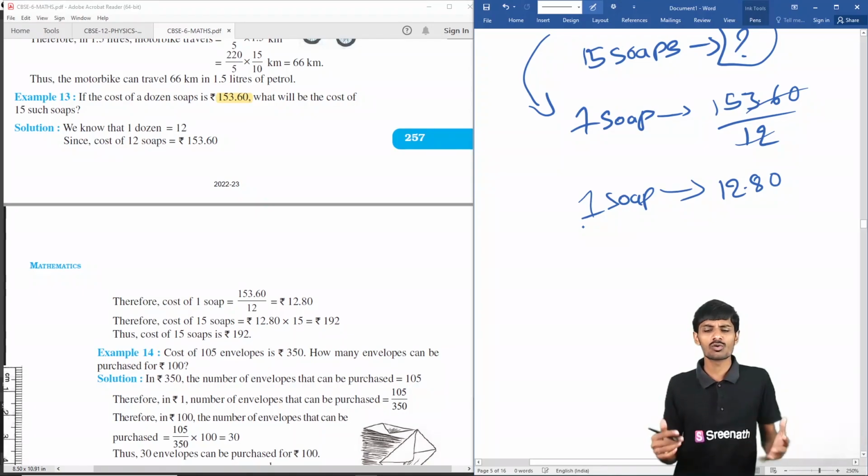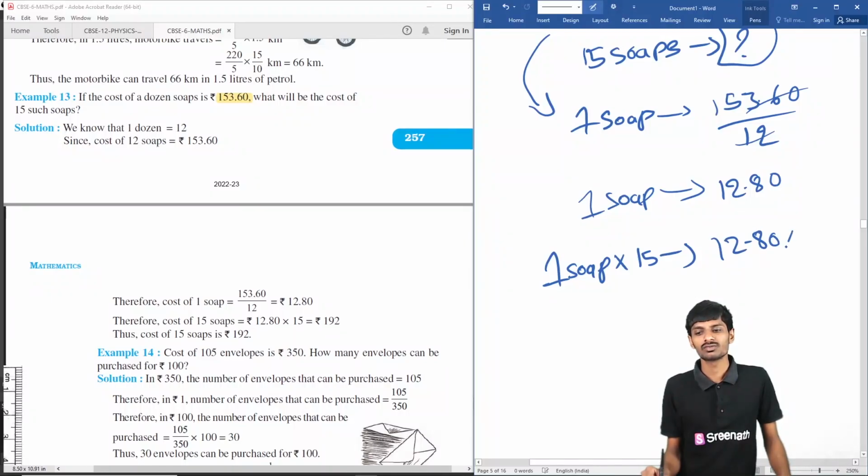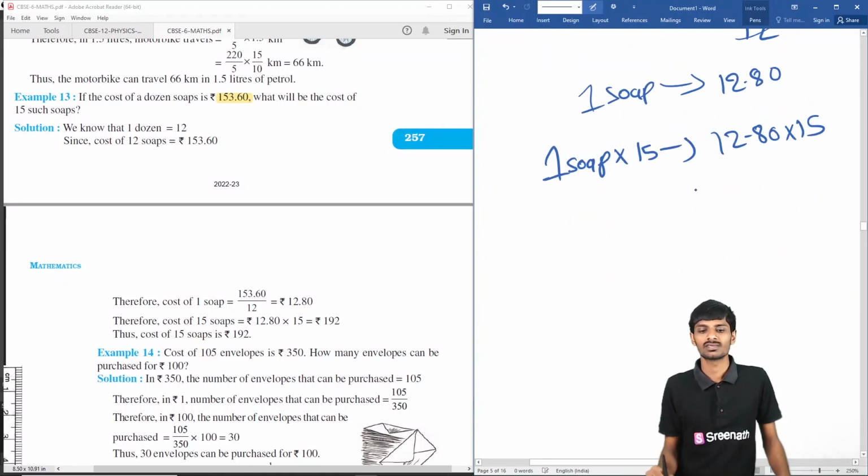Then for 15 soaps, it is 1 soap into 15. Simply 12.80 into 15. That's it, no? So it is 192 rupees.